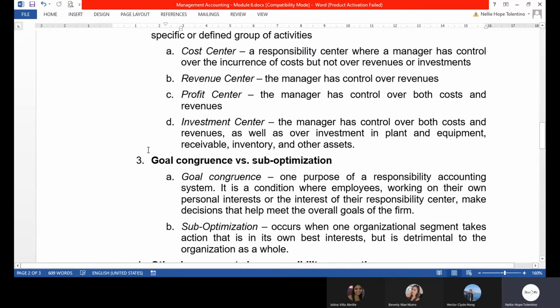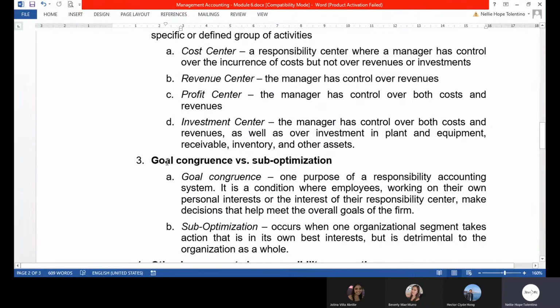Now, pwedeng magkaroon ng goal congruence or sub-optimization sa isang decentralized organization because of this. Because the manager from the different centers have different goals in their mind. So, pwedeng may maapakan ka na department because one department wants to do this, wants to do that, at the expense of another department. So that's bad. That's one of the disadvantages of a decentralized organization.